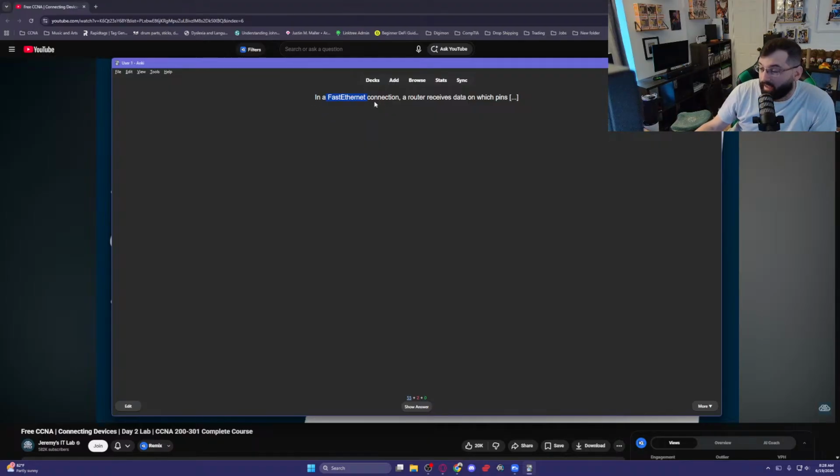Okay, in a fast Ethernet connection, a router receives data on which pins? It should receive it on 1 and 2, right? 3 and 6. God, dude, I'm not doing well. Fast Ethernet connection. A firewall receives data on 3 and 6. Yes. Because the only one that's different is the switch.